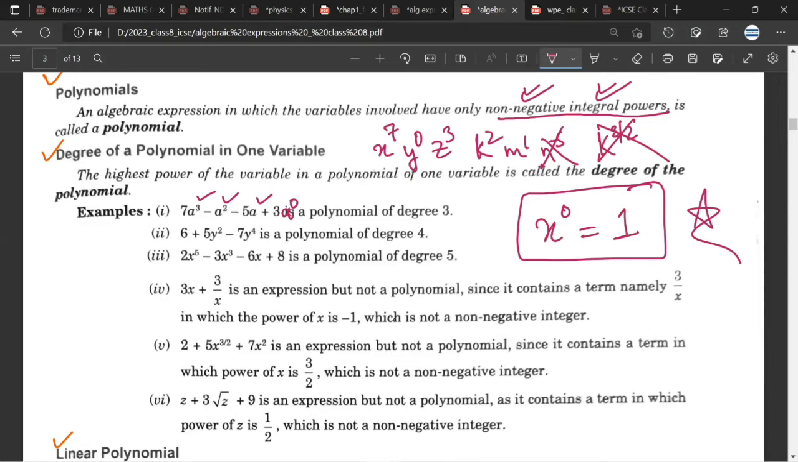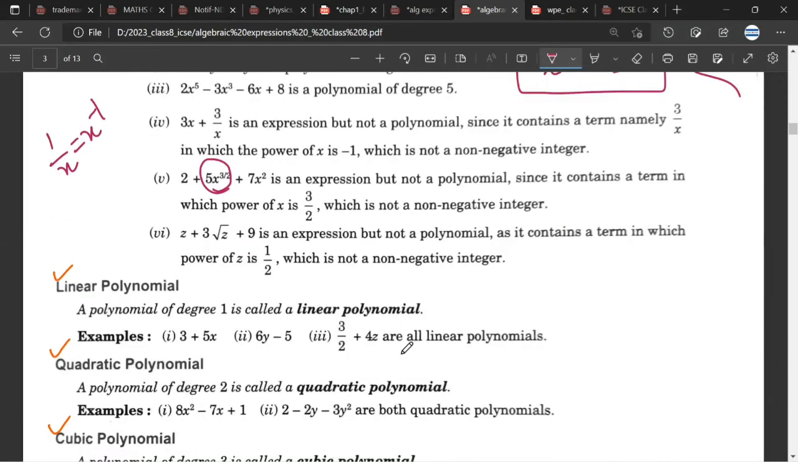So for example, if you look at this, here x is raised to some fractional power. That is why this algebraic expression won't be a polynomial. Do you know that 1 upon x can be written as x raised to power minus 1? Do you know this or not? No, it's absolutely okay. No problem. Root z is written as z raised to power half. Do you know this or not?